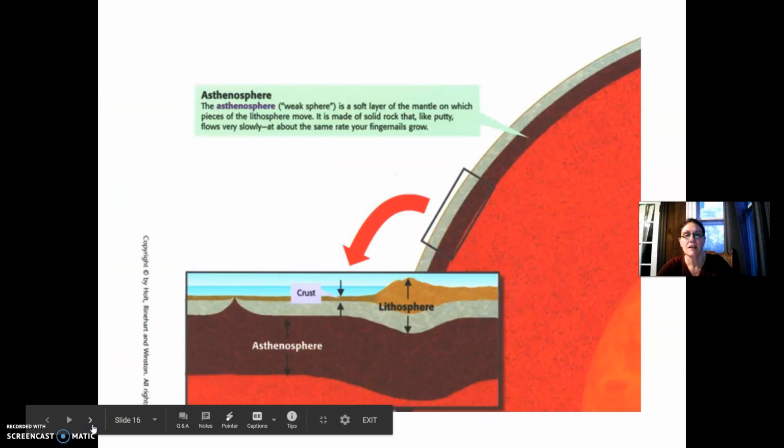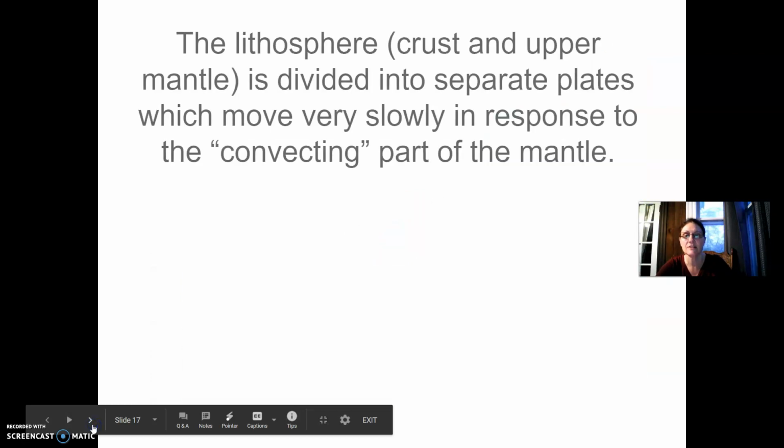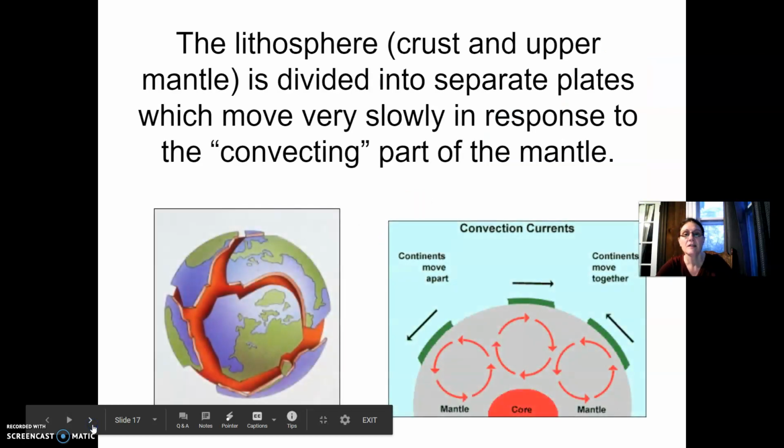Here's a diagram of the asthenosphere. It is a soft layer of the mantle on which pieces of the lithosphere move. It is made up of solid rock like putty. It flows very slowly at about the same rate your fingernail grows. So it's a very slow process. The lithosphere, crust and upper mantle, is divided into separate plates, which move very slowly in response to the convecting part of the mantle. And that's what we're going to talk about starting tomorrow.